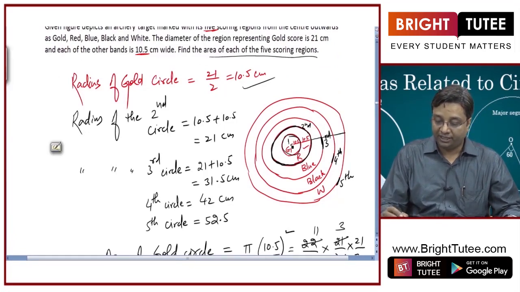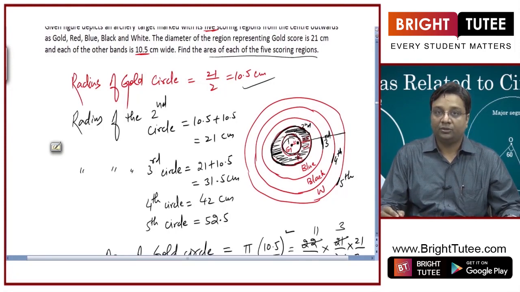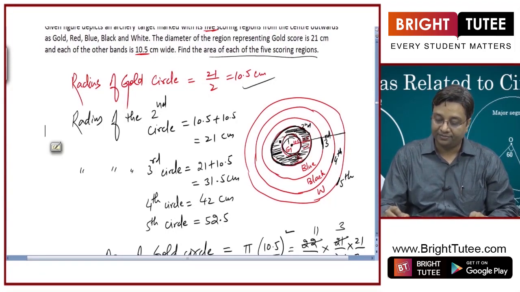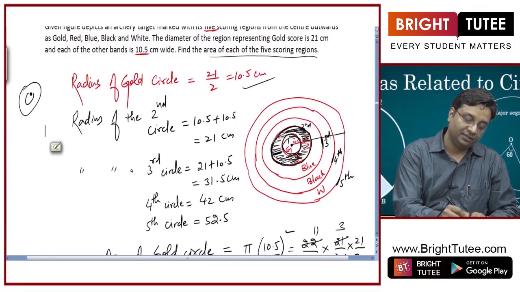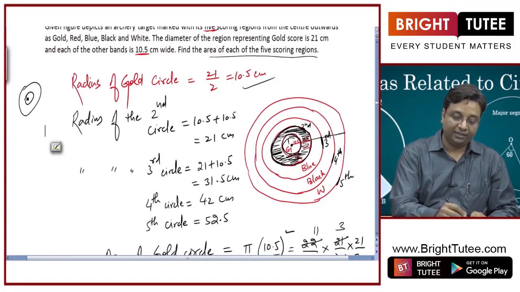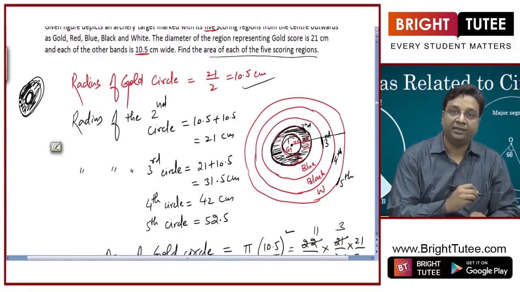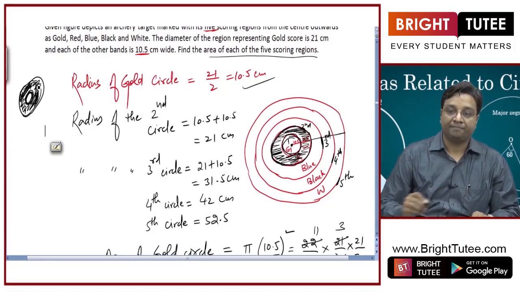Now if you want to calculate the area of this red region, what you have to do is subtract the area of this outer circle minus the area of this inner circle to get the area of this band, the area of this shaded region. Let us say this is the figure I have taken here. If I have to calculate this area, I will have to subtract this smaller area from this bigger area to get this area, okay.